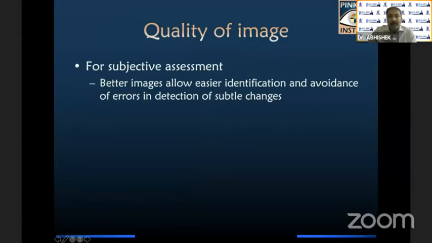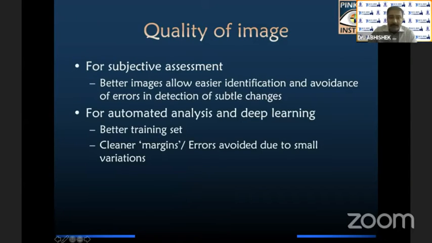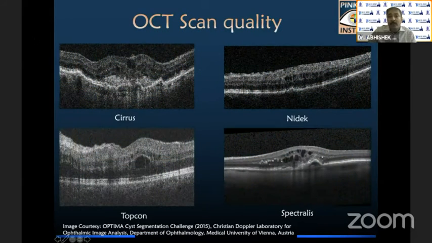So the quality of an image is very important here, and for subjective assessment, it's better to have better images because they lead to avoidance of errors. And for automated analysis, it's even more important. So this is the routine OCT scan quality that we get from 4 of the major vendors: Cirrus, Topcon, Spectralis, and Nidec, which are there in our clinics.